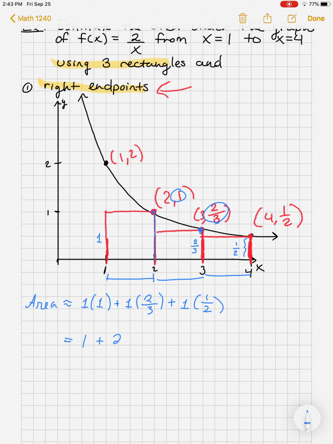So what do we have? We've got 1, we've got 2/3, and a half. The LCD is 6. 6/6, 4/6, 3/6. That's 13 over 6. That's 2 1/6. Oh, should I get an estimate? I don't know what 1/6 is offhand. Let me see. 2.17.